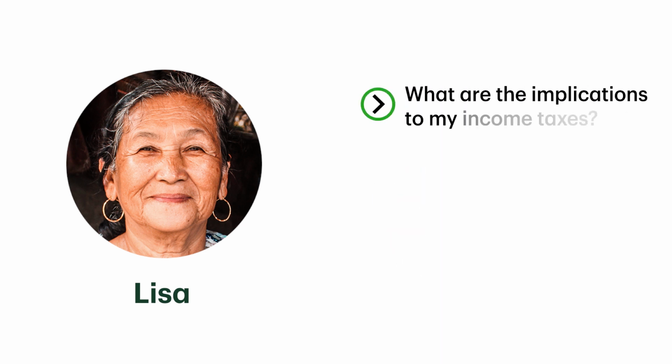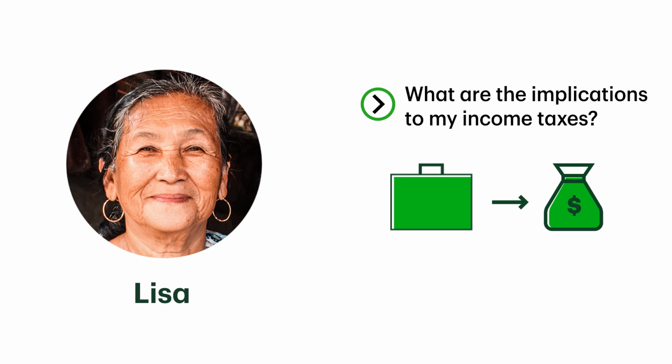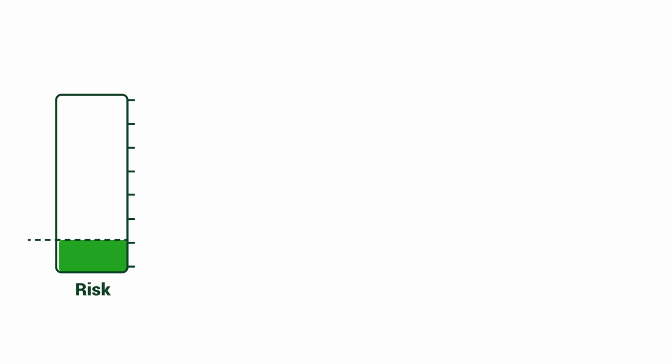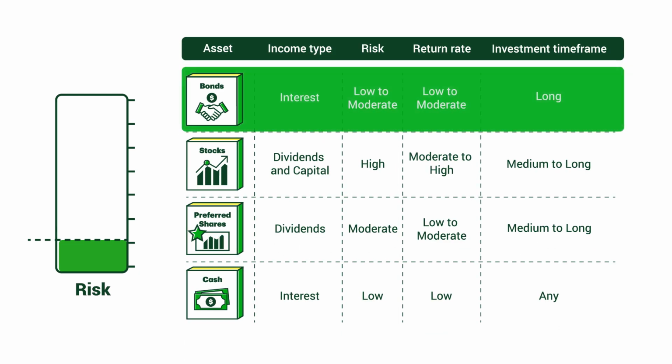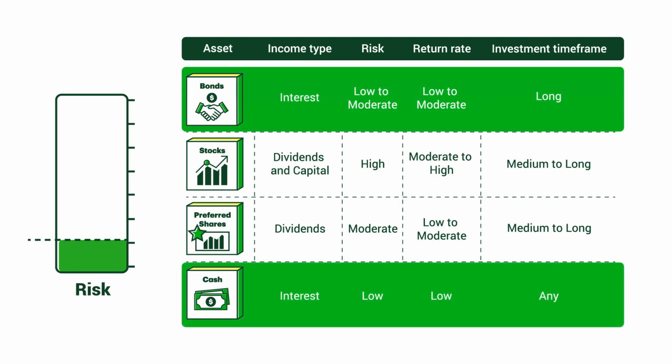What are the implications to her income taxes? Lisa is also in a low income tax bracket. She decides that the amount of money she receives from her investments is more important than how the income is taxed. Since her risk tolerance is low, she rules out investing in stocks for dividends. She decides that she will focus on different bonds and cash products instead. This income investment strategy may be ideal for Lisa because she is looking to generate a stable stream of income to cover her expenses at retirement.